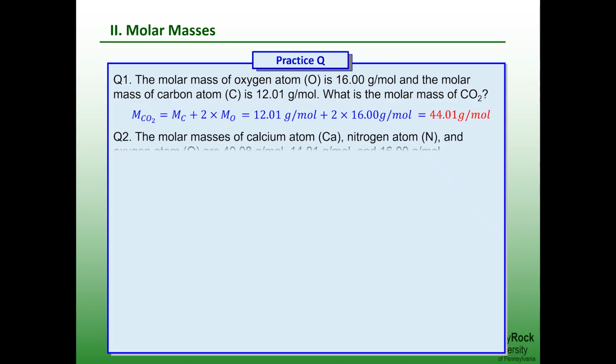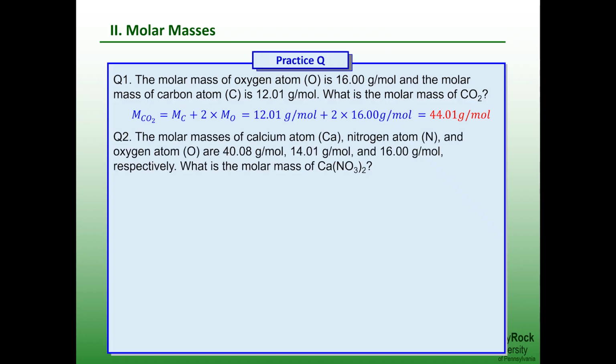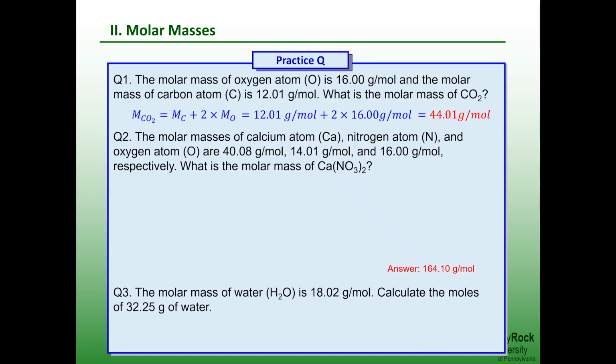The next question is very similar to the one that we just finished. Pause the video and try it on your own. The answer is 164.10 grams per mole, which is the molar mass of calcium nitrate. Let's move to the last problem.